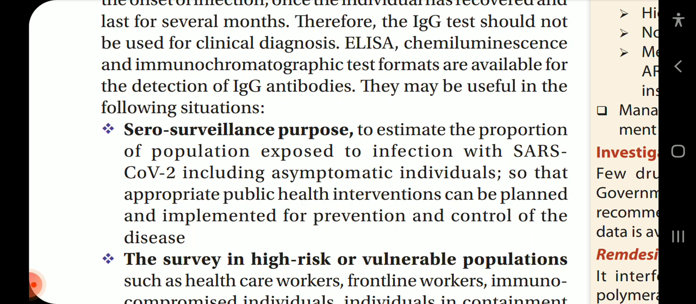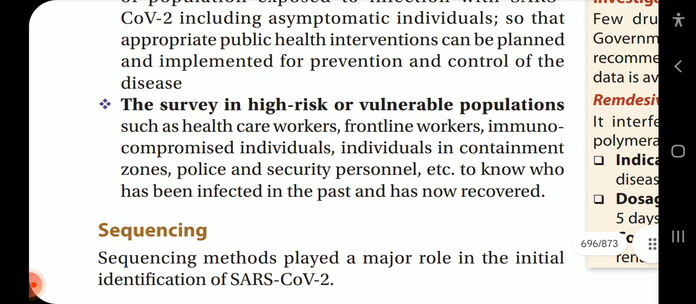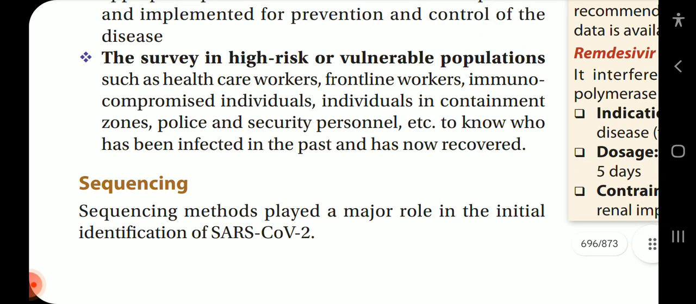They may be useful in the following situations: serosurveillance to estimate the proportion of the population exposed to infection with SARS-CoV-2, including asymptomatic individuals, so that appropriate public health interventions can be planned and implemented for prevention and control of the disease. Surveys in high risk or vulnerable populations such as healthcare workers, frontline workers, immunocompromised individuals, individuals in containment zones, police and security personnel, etc., to know who has been infected in the past and has now recovered.